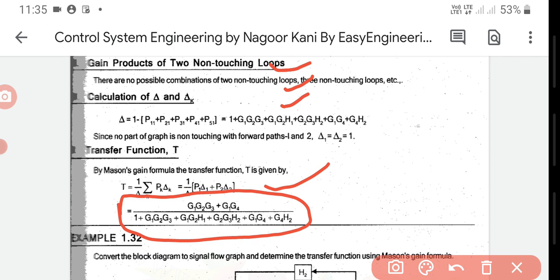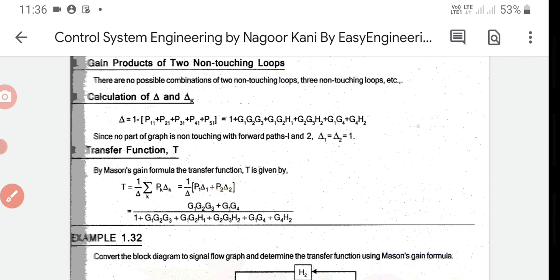Like this we have to represent all the values for finding out the overall transfer function of the given system. Directly they will give the block diagram or the signal flow graph in problems. So you have to use Mason's gain formula for finding the overall transfer function of the system.